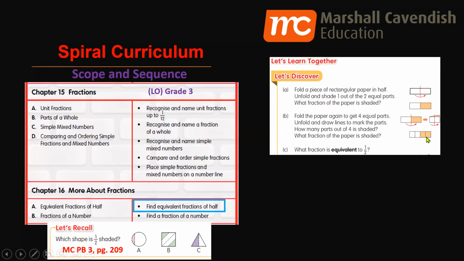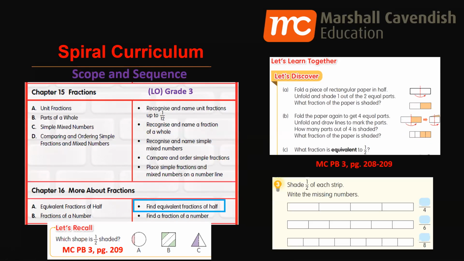Then you get quarters. What happens if each side here of the half is folded into 3s? Then you would have 3 folds on one side or 3 parts and then another 3 on the other. That would be 6. And that's how they generate equivalent fractions of half. So then it's followed by this one here.